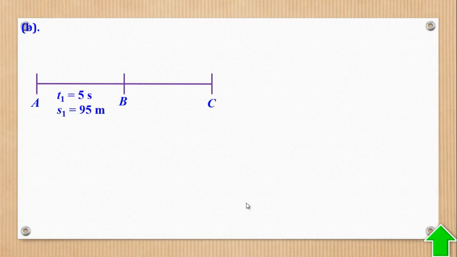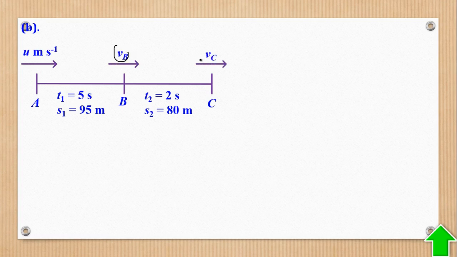So first of all is to sketch. In mechanics you have to sketch. We have ABC, then for AB the time taken is 5 and the distance is 95. For BC, time taken is 2 and the distance is 80. Now a car passes A with velocity U, then B we don't know, so we shall call it VB, and C we don't know, shall call it VC.